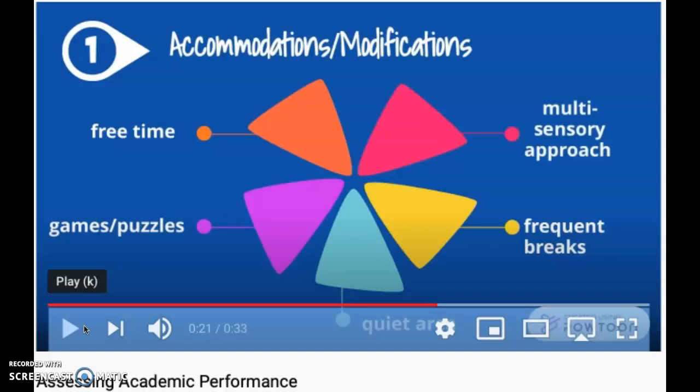A multi-sensory approach. I like to provide my students the option to show their knowledge in different ways. They're able to show me what they know using visuals, hands-on materials, or simply just stating it orally.